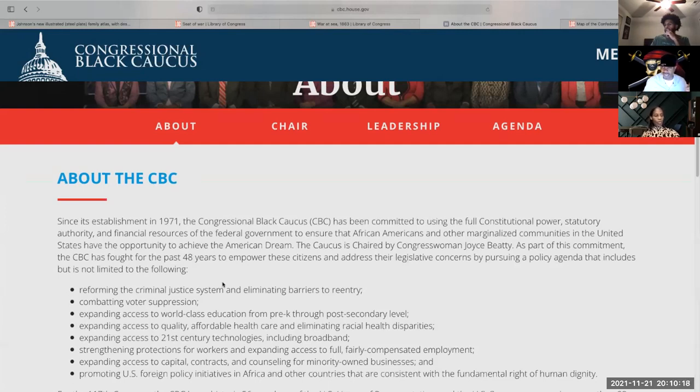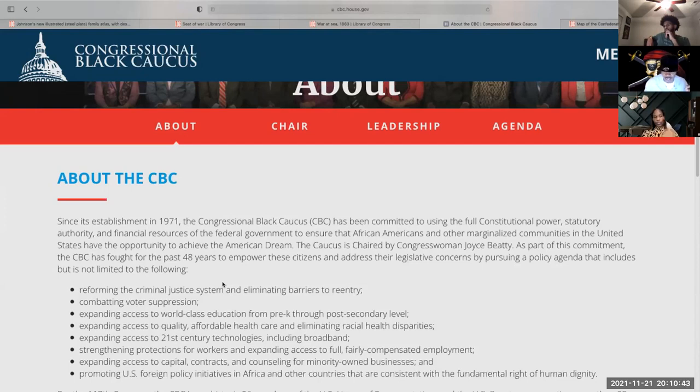Why? Because the same year that they gave us a political body to represent us, they also took the money out of the system. Correct. With the Gold Standard Act. Correct. Okay, so since its establishment in 1971, the Congressional Black Caucus has been committed to using the full constitutional power, statutory authority, and financial resources of the federal government.